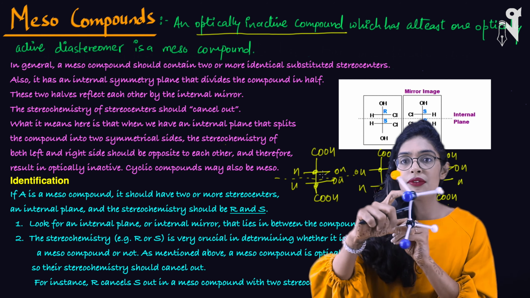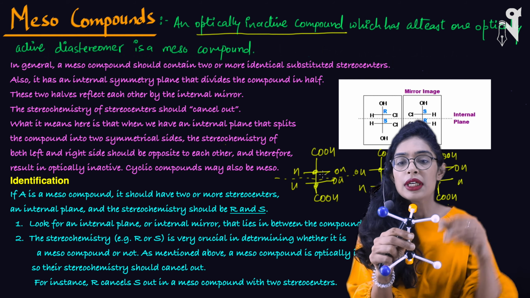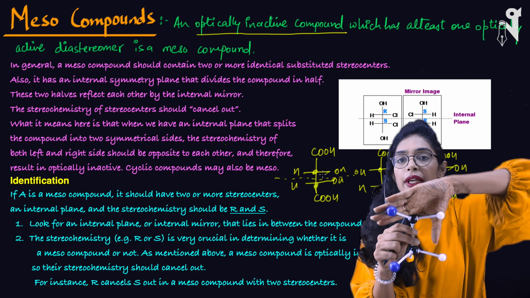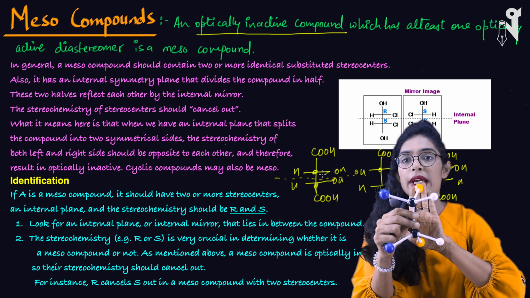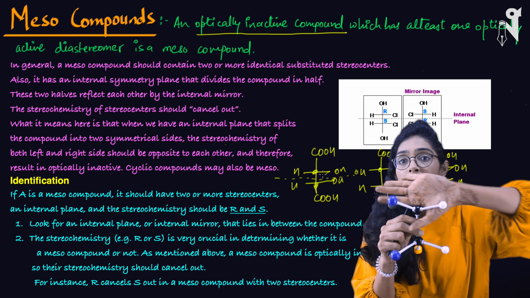Okay, this is the Fischer projection. I have not done anything. I have just shown you the 3D model over here. These two groups are on the horizontal line, and these groups are on the vertical line. This yellow group you can see is on the vertical line. This is away from you, and this is towards you.